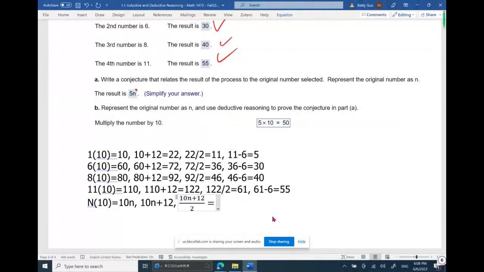Numerator has 2 terms, denominator has 1 term. So we use each term in the top divided by 2. We have 10n divided by 2, which is 5n, and 12 divided by 2, which is 6. That's the result after step 3.